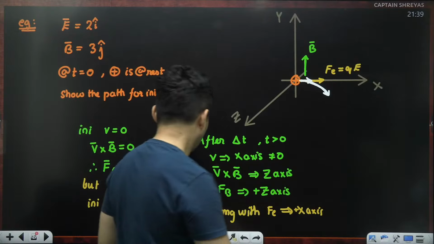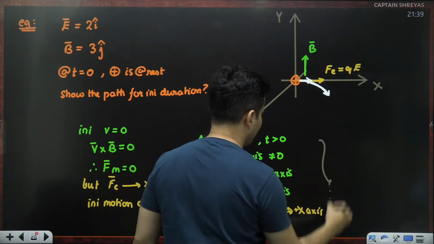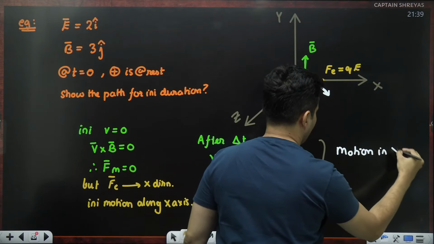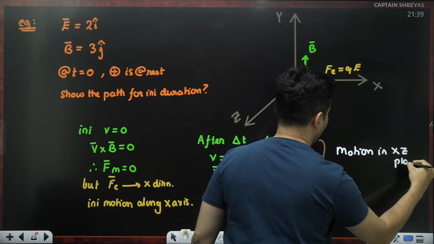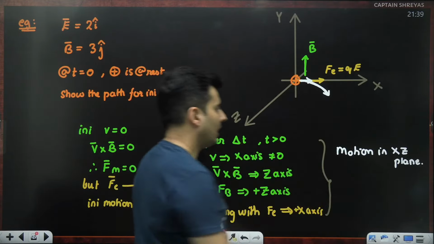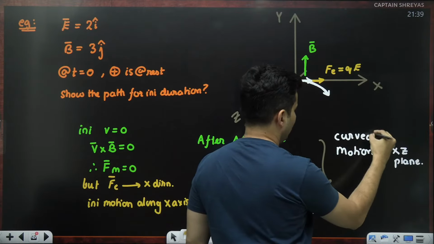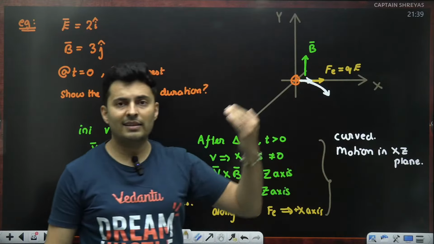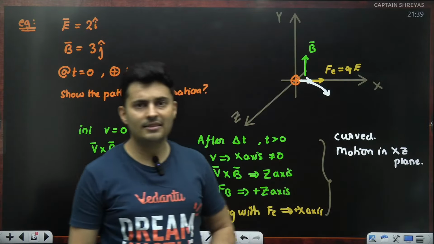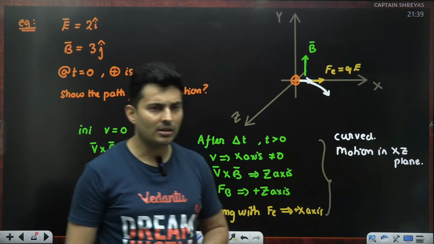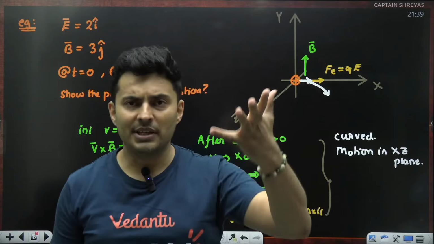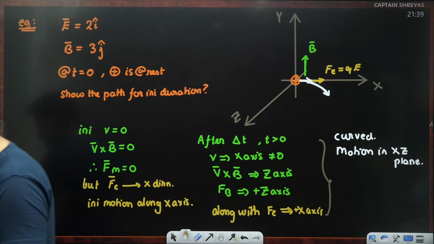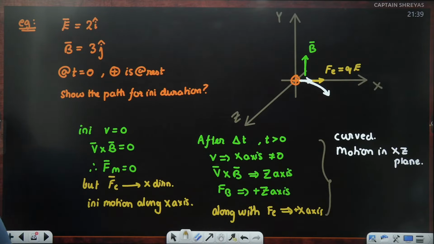So if you combine all these results, it is having a motion in xz plane, and that is a curved motion in the xz plane. So you can have options like this: a curved motion in xy plane, a straight line motion in xz plane, curved motion in zx plane, a curved motion in zy plane, something like that. Then you will choose the correct option as per this analysis. Is this clear? Yes? All right.